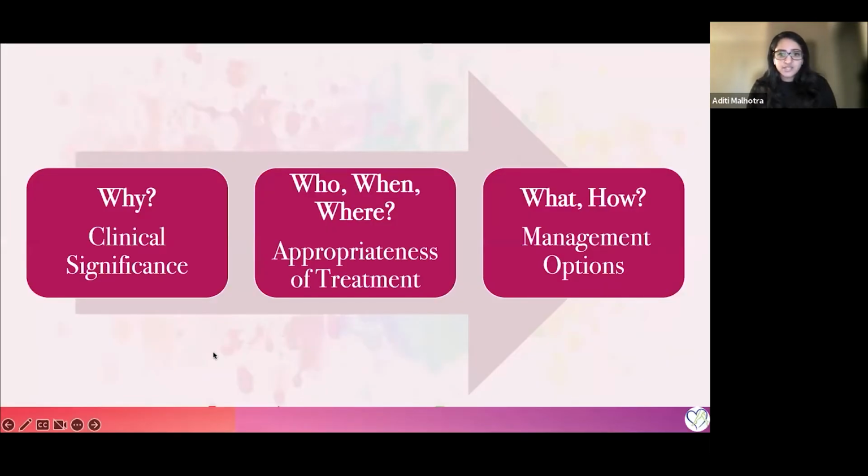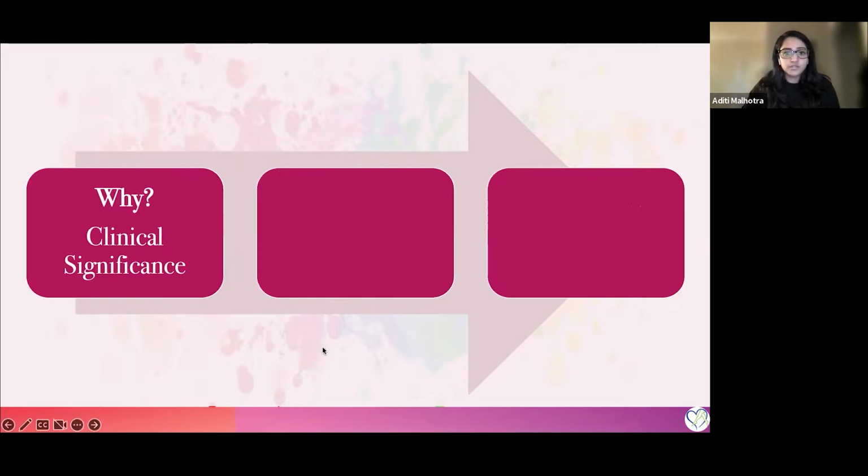So throughout this presentation, I've broken it up into three parts. The first component is why. What is the clinical significance? Why are we treating the AAGSV? Then we will talk about who, when, and where. So the appropriateness of treatment, who's appropriate, when is it appropriate? And lastly, we'll talk about what and how. So what are the management options out there, and how do you approach picking which one to use?